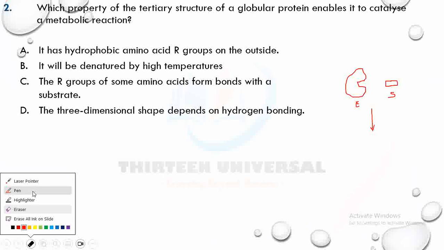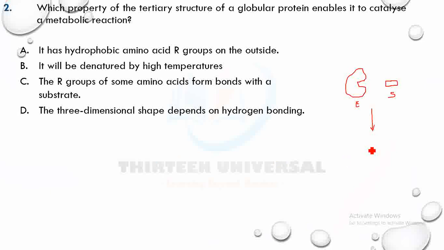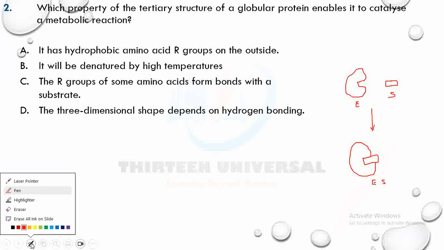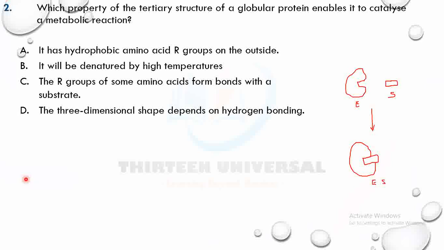Remember, when the enzyme binds to its substrate, it gives us an ES complex, something that looks like this. This ES complex is formed as a result of the bonds formed between the enzyme and the substrate. Just to explain this further, you will see that this is the active site of the enzyme.